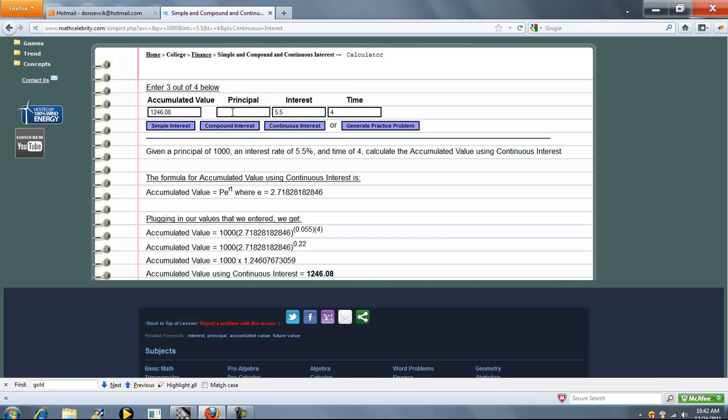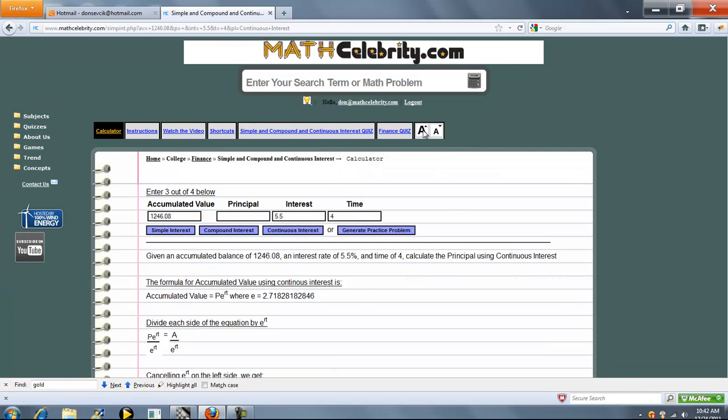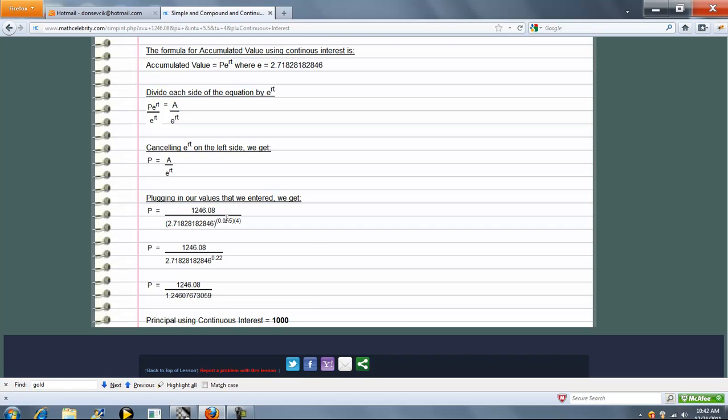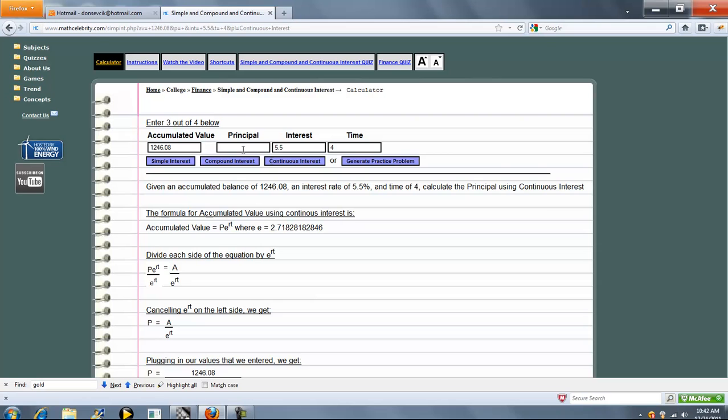Let's solve for principal. So here's our relational equation. This time we're going to solve for P, so we divide by e raised to the rt. Simplify, and here's what principal is represented by. Plug in our values, simplify, and we get 1,000. So far so good.